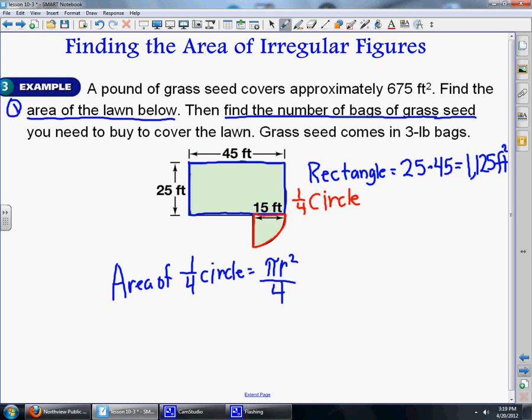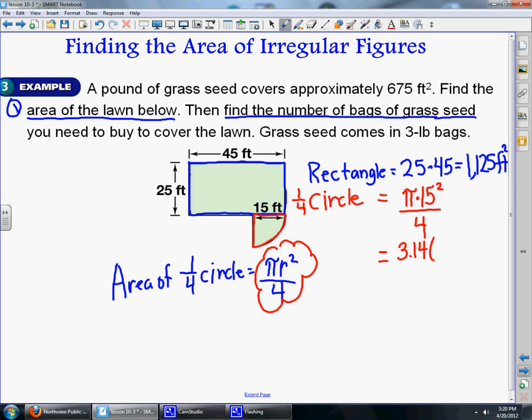And we're going to use the formula that I wrote down here. Pi times the radius squared divided by 4. So we have pi. The radius squared is 15 squared. We're going to multiply those two together, and then we're going to divide by 4. So I know pi is 3.14, or the approximate value.